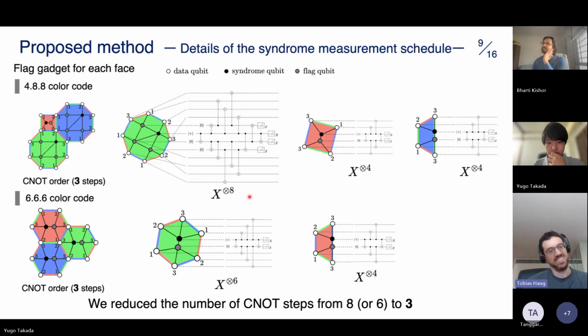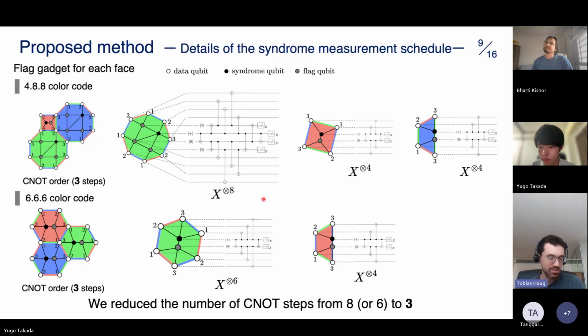Yeah. Interesting. In the recent papers about color codes, most of the researchers consider hexagonal color codes. Maybe, yeah. Interesting.